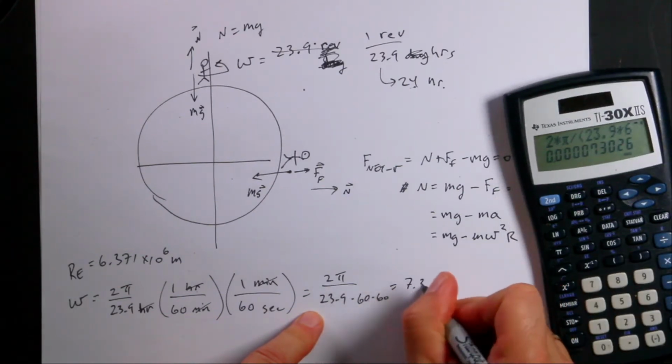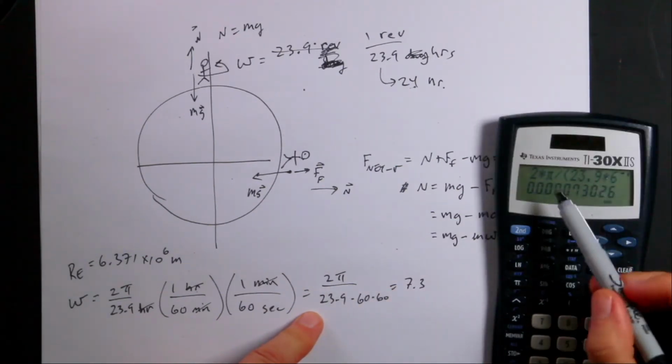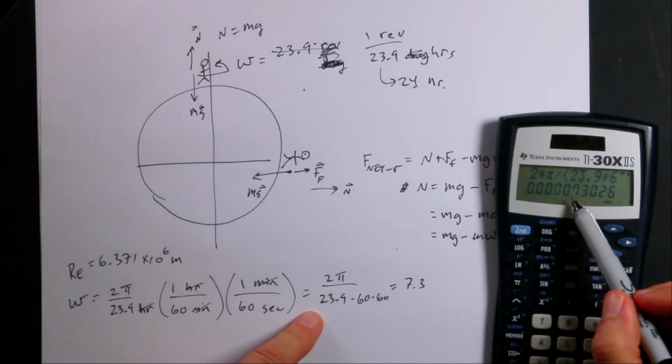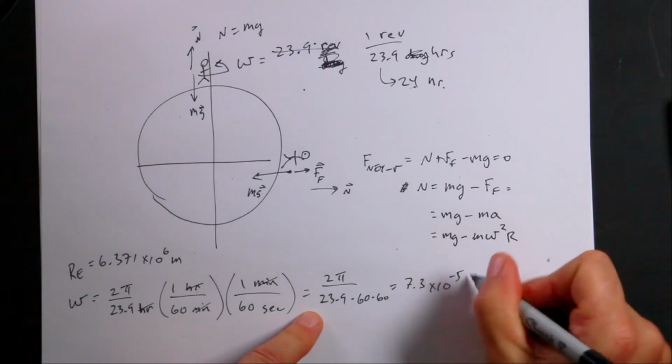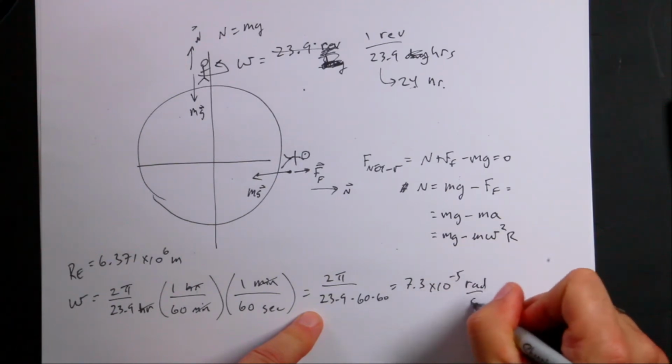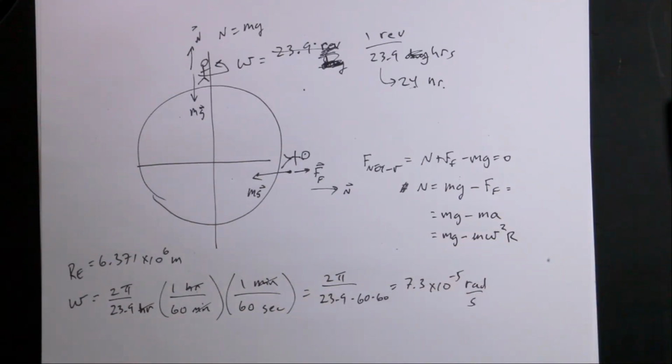And I get 7.3 times 10 to the negative 5 radians per second. And that might seem really slow, right? It might seem really slow because it's a low number. But you've got to think that it takes a whole day to make one complete rotation. So it's not really going that fast.